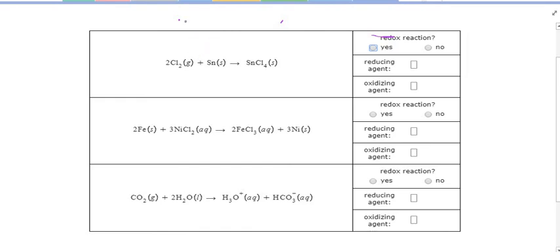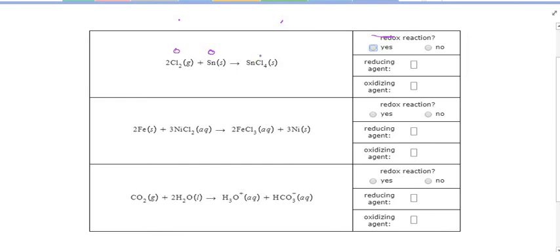Alright, so how do we tackle these? Well, first we have to assign oxidation states. And so let's do that for the chlorine. Remember, if it is an atom or a diatom by itself, then the oxidation state is 0. So the chlorine is 0 here. The tin is also 0 right here. And then we have to assign oxidation states right here.